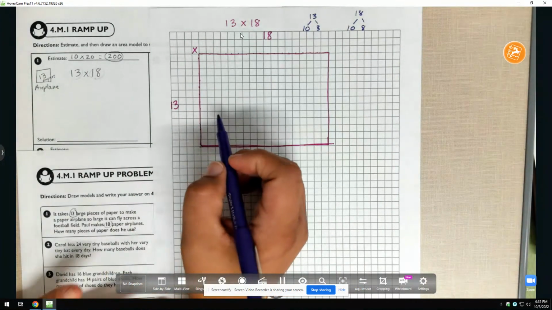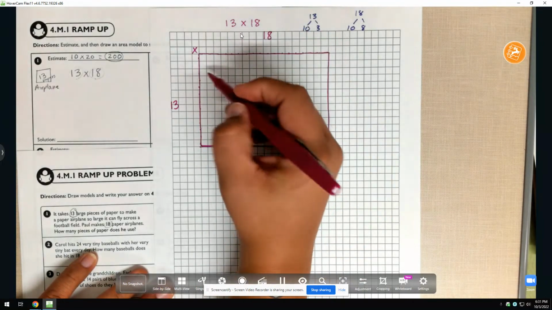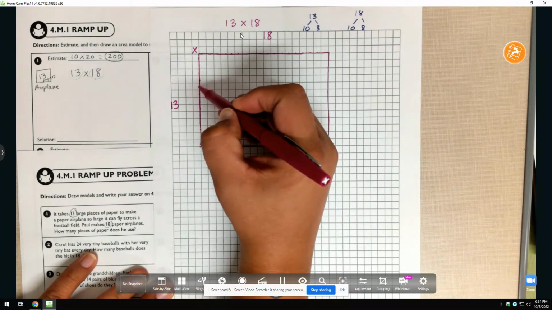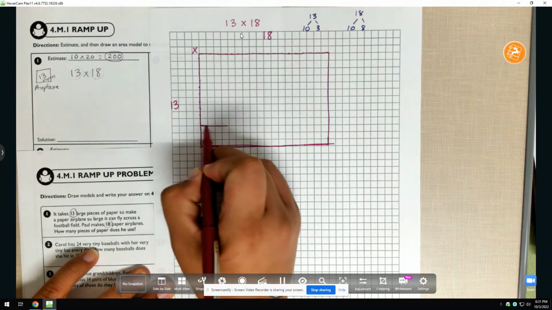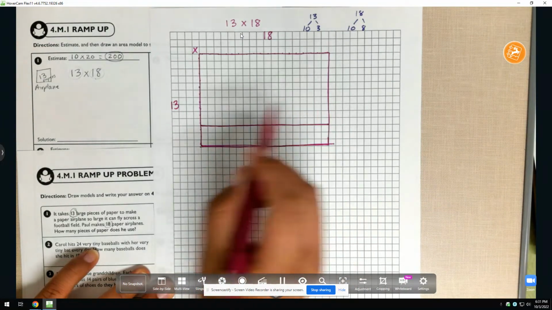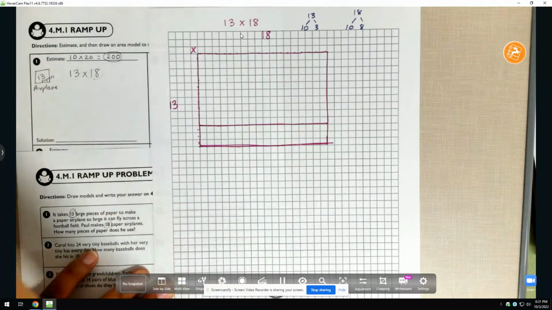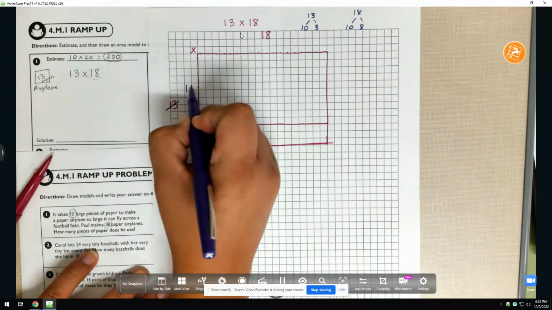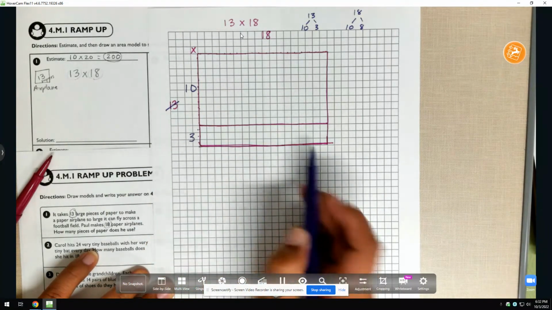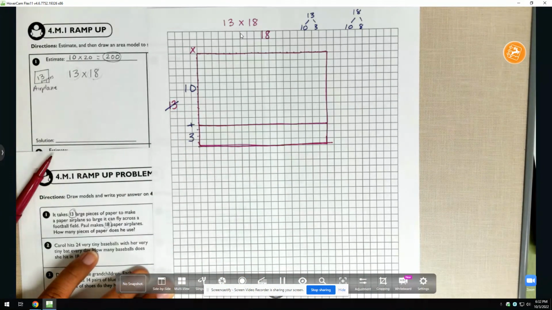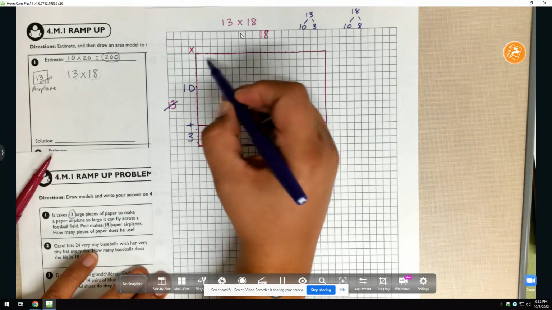So I'm going to go ahead and divide up my area. 13 is divided up into 10 plus 3. 1, 2, 3, 4, 5, 6, 7, 8, 9, 10. So I have 10 rows, and then I have 3 down here. So I have 10 rows in this area and then 3 rows in this area. So 10 plus 3.